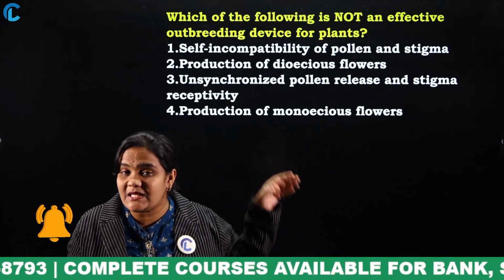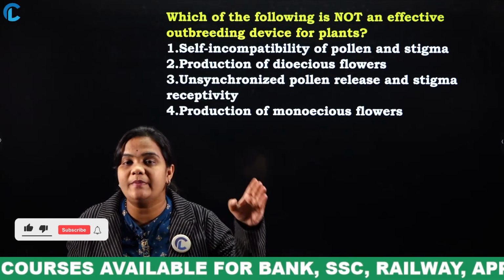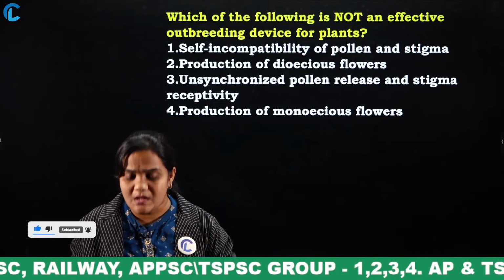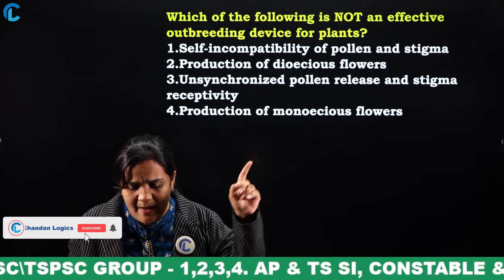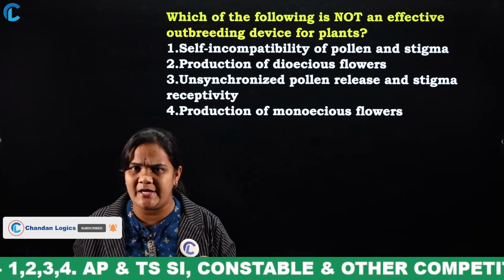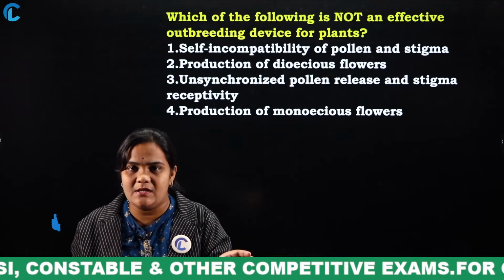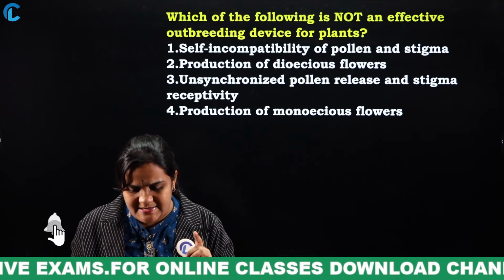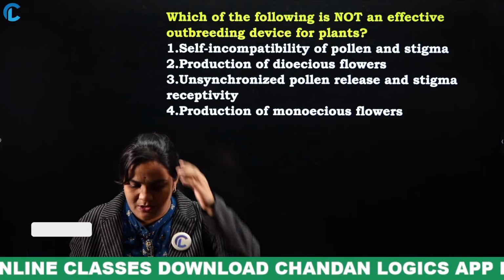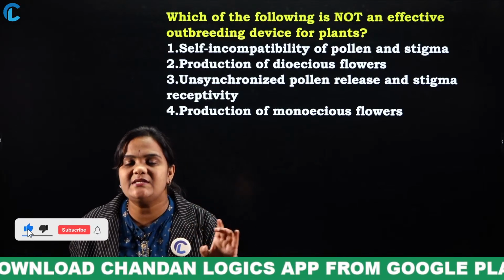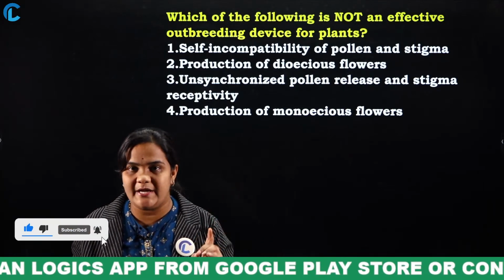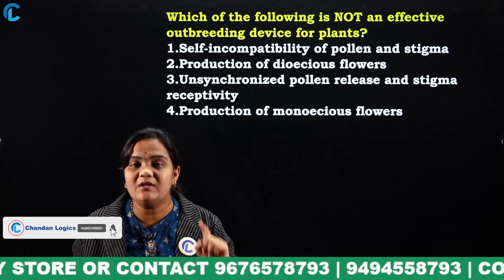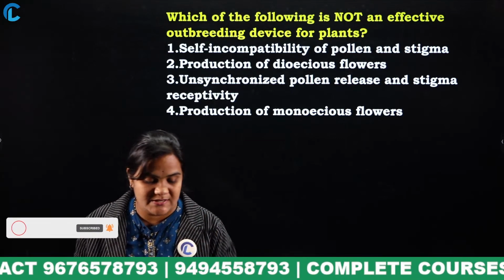They have asked in the given options what is not outbreeding. Outbreeding means crossbreeding. So option 2 is absolutely crossbreeding. Next, self-incompatibility of pollen and stigma. Self-pollination means same plant, so that is not inbreeding. Next, unsynchronized pollen release and stigma receptivity, this is also outbreeding. So options 1, 2, 3 are all outbreeding. When it comes to option 4, this is inbreeding. So option 4 is right for this question.